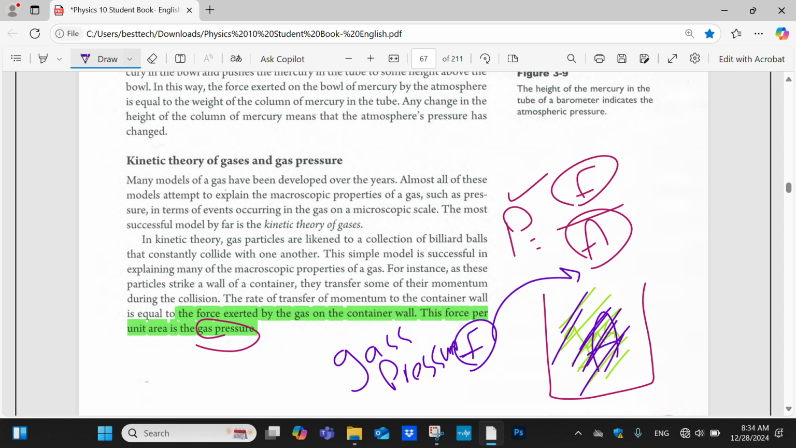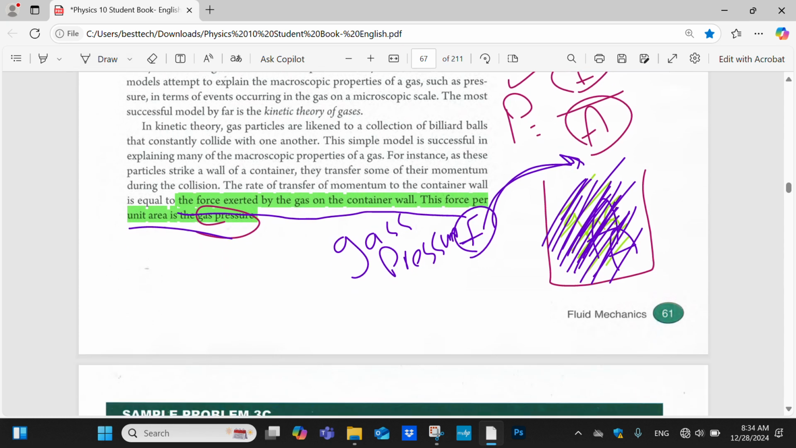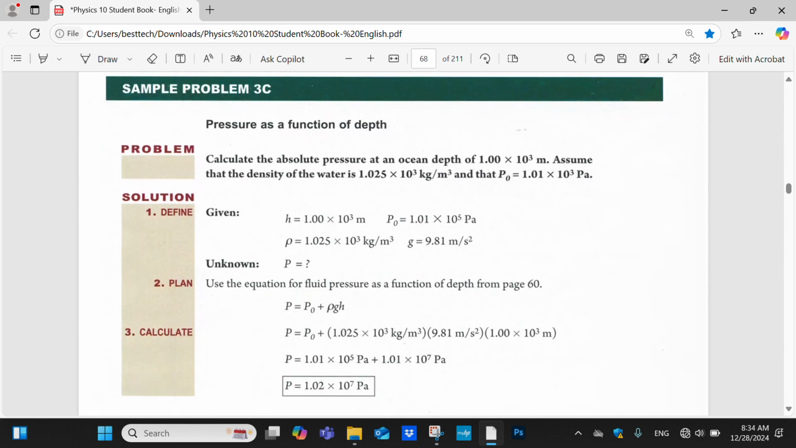We know it's pressure, of course, because it's force applied per unit area. But because the container is totally filled by gas, it's called gas pressure. The force exerted by the gas on the container wall, this force per unit area, is called gas pressure.